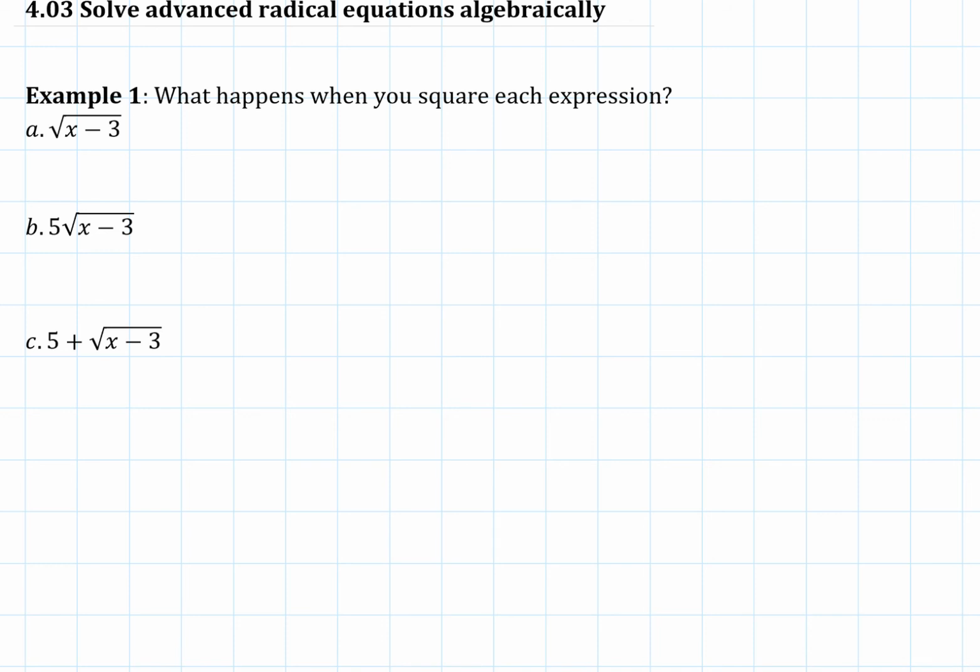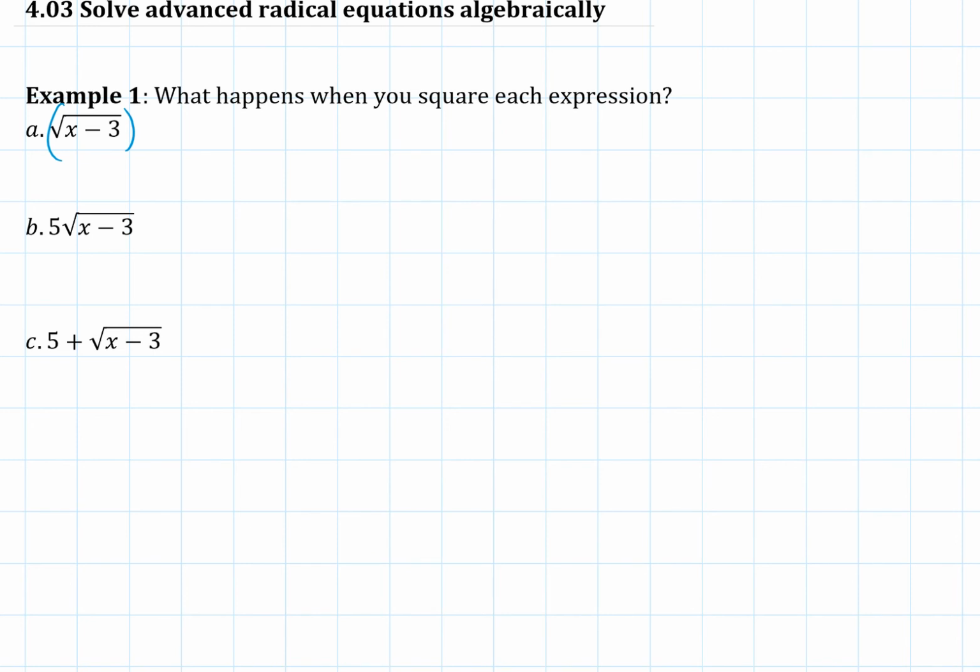Today's goal is to solve advanced radical equations algebraically, meaning not graphically. Well, what makes some radical equations advanced? Some of the squaring techniques that come in and some of the strategy that you have to iterate. So for example, in example 1, if you square this expression, well, this is easy.